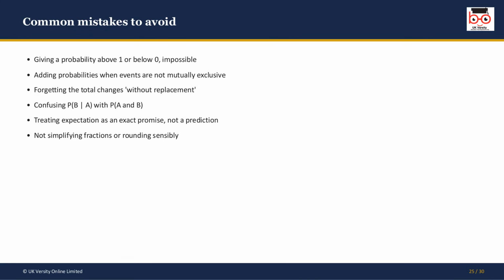A few pitfalls to steer around. Never let a probability stray above 1 or below 0. Those are impossible. Don't add probabilities unless the events really are mutually exclusive. Remember the totals change in a without replacement problem. Don't muddle the probability of B given A with the probability of A and B. Treat expectation as a prediction, not a promise, and always simplify fractions and round sensibly.